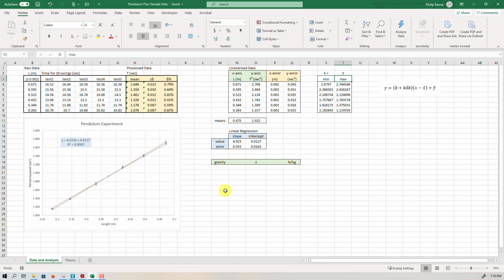Now, that chart is finished. That chart is presentation quality, ready to be cut and pasted into my experiment report.